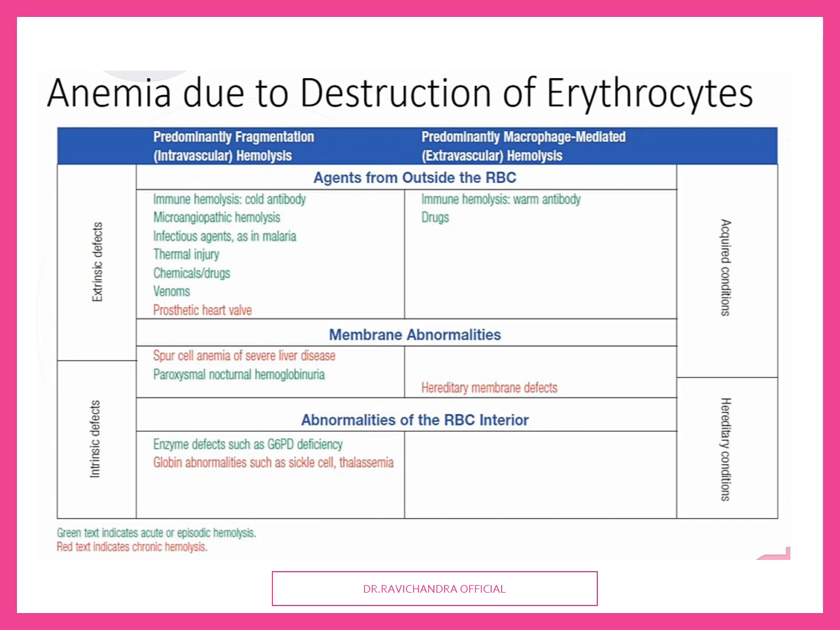Hereditary membrane defects, G6PD deficiency, and globin abnormalities come under hereditary conditions, and all the other factors causing hemolysis come under acquired conditions. Among these, prosthetic heart valves, spur cell anemia of severe liver disease, hereditary membrane defects, and globin abnormalities such as sickle cell anemia and thalassemias indicate chronic hemolysis. The remaining are acute or episodic hemolysis.